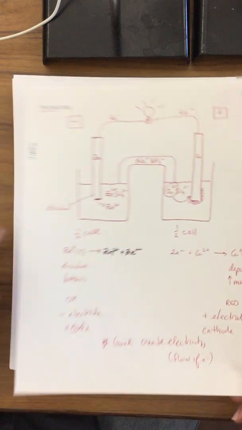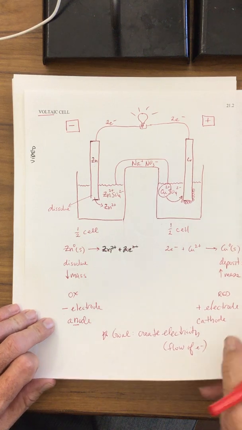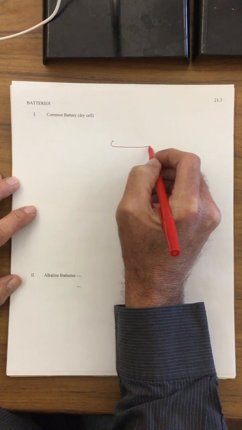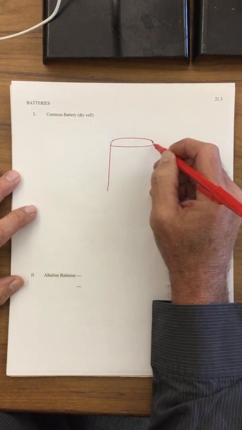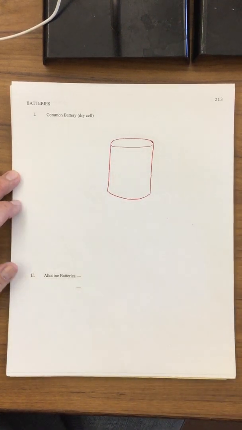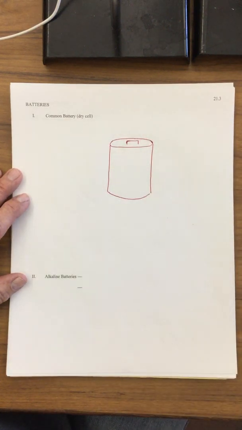If you remember from the previous scenario, we had the voltaic cell, and we have a liquid here, we have a liquid here. This, of course, is not dry, so we're going to have a dry cell in the common battery. I'd like you to draw this battery, maybe like a D cell battery or even a C cell battery. They're shaped like cylinders, like your flashlight battery, for example. And then it has this nub on the top.